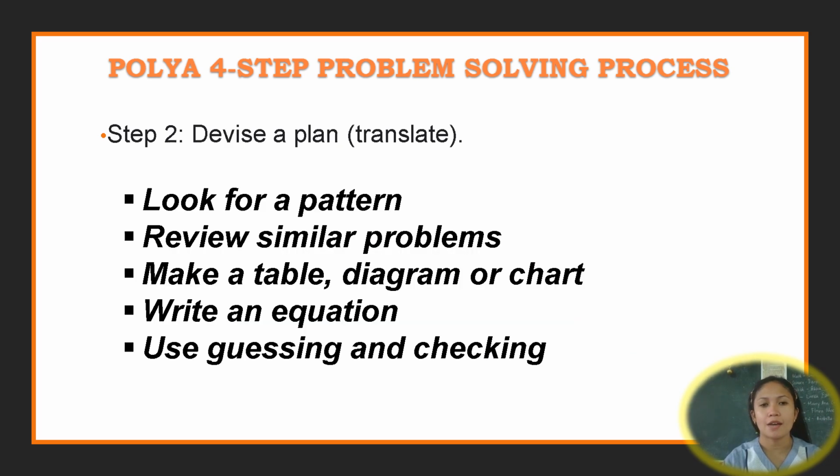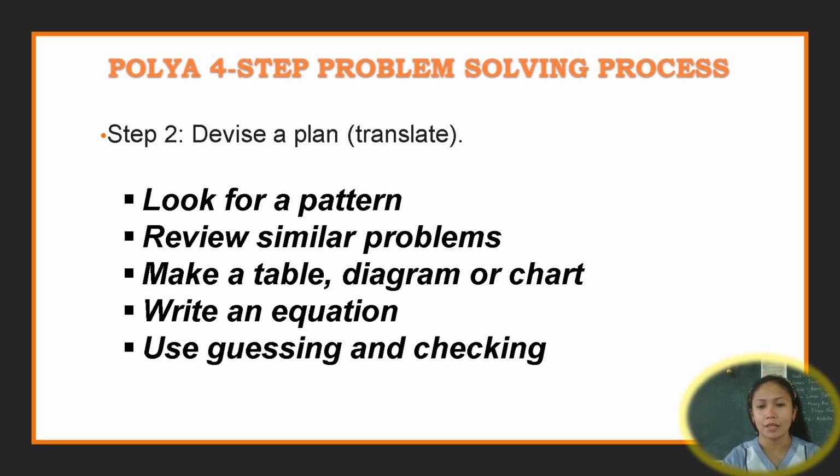For step 2, we have to devise a plan, or we are going to translate. For this step, we have to plan it out. What is the best strategy we're going to use to solve the problem? We can look for a pattern or possible patterns. We can review similar problems, or we can make a table, diagram, or chart, or we can make a systematic listing. We can also write an equation. This is very common. You can write an equation or mathematical sentence. You can use guess and check. You can use working backwards, and many others. So in this step, we have to plan the most effective or the fastest way of solving the problem.